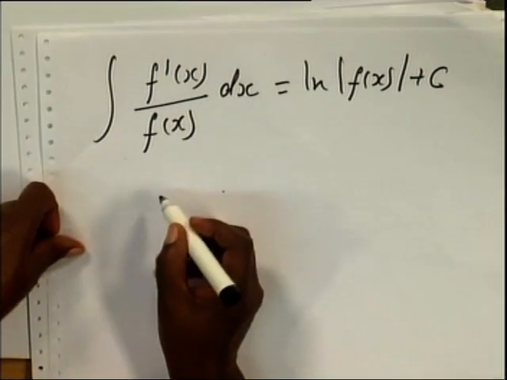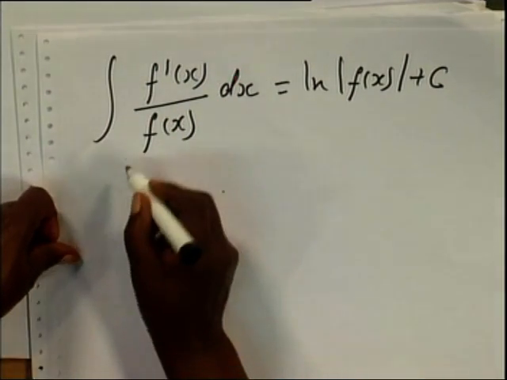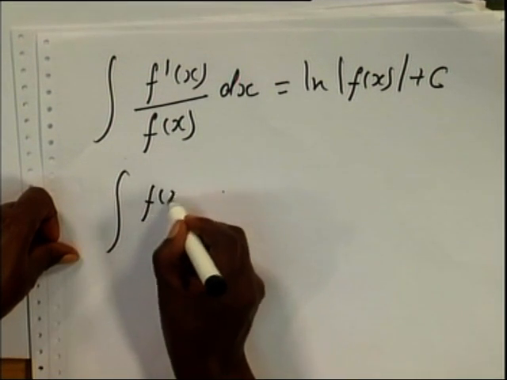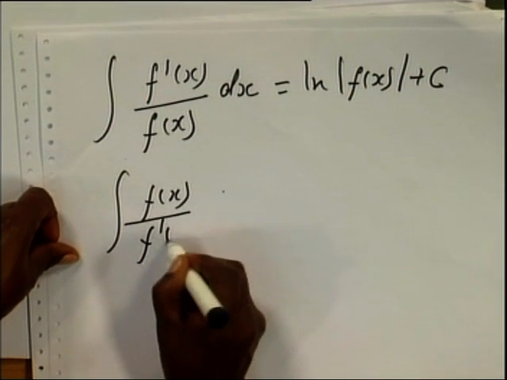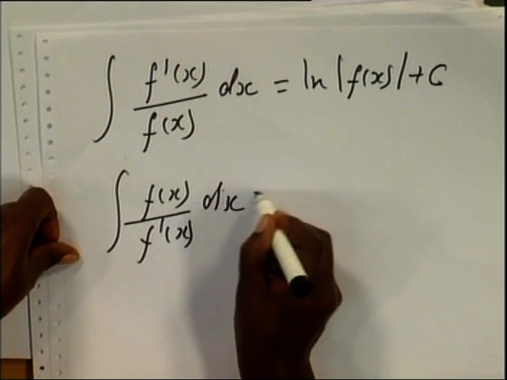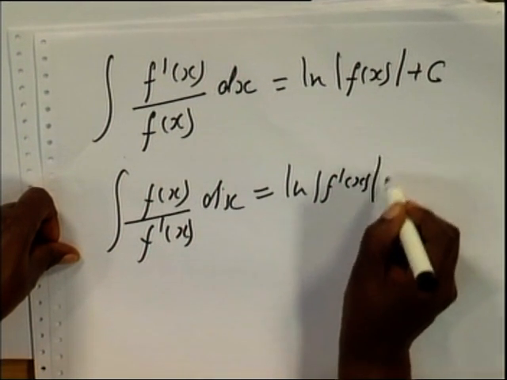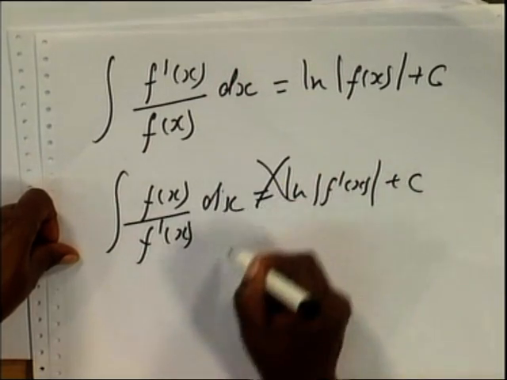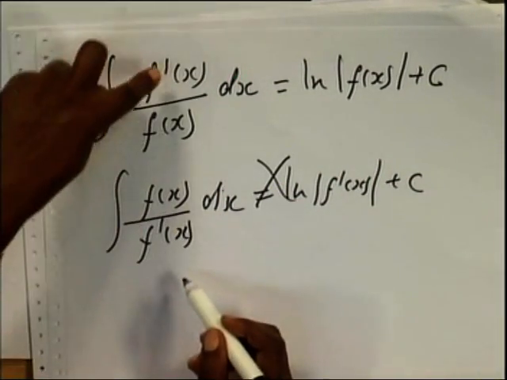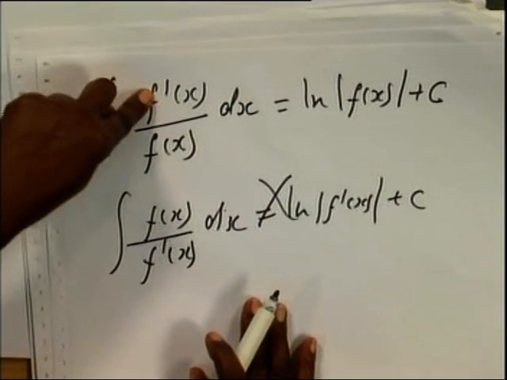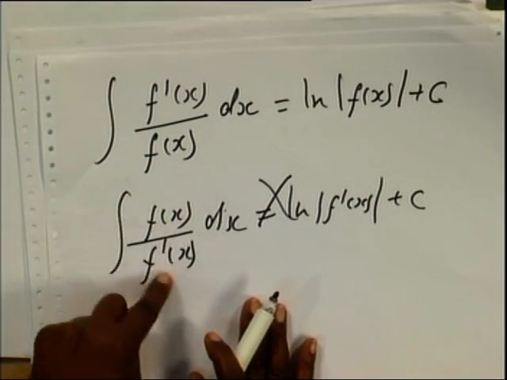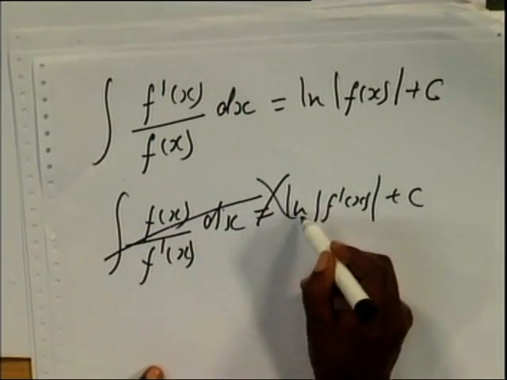Now some of you go on and extend your formula and say the integral of f of x over f prime of x dx is equal to the ln of f prime of x. No, this is not true. This formula holds only when the derivative is on top and the function is at the bottom, not the other way around. So this one is not true.